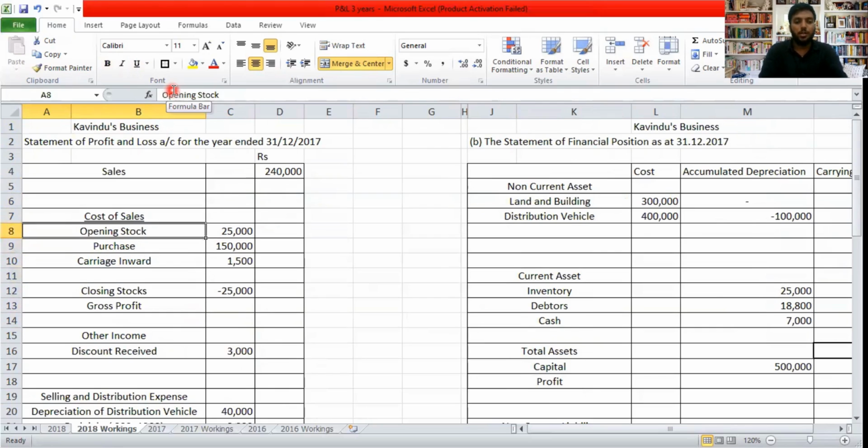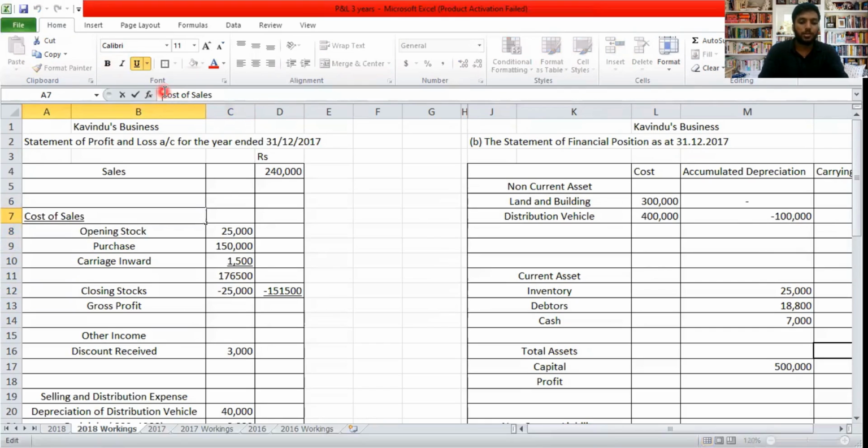So let me finish this sum. Opening stock is 25,000, plus 150,000. If I add together, that is 175,000, plus 1,500 will give me 176,500. So I can write here 176,500. If I deduct 25,000, my cost of sales will become 176,500 minus 25,000, which is 151,500. This is a negative balance, so I'll write it in brackets, because cost of sales is always deducted from your sales. Cost of sales is also known as cost of production. It's the money which you have spent to make that product.